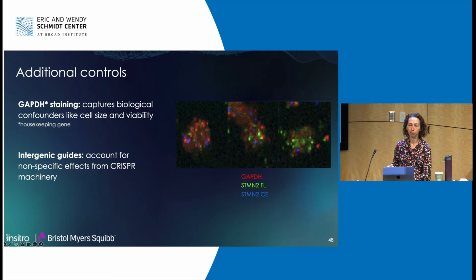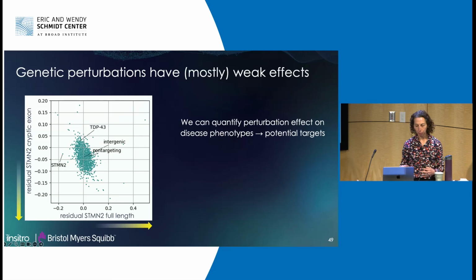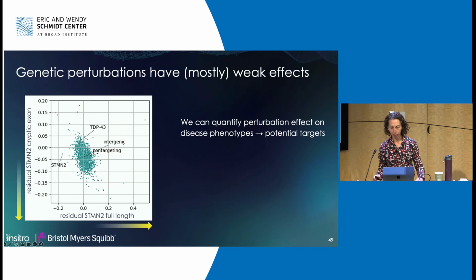To account for cell size and cell viability, we stain for GAPDH, which is a housekeeping gene that appears basically everywhere. So when we're looking at our stathmin-2 counts, it's relative to GAPDH. We also introduce intergenic guides, which introduce the CRISPR machinery but between coding regions, which allows us to account for non-specific effects of CRISPR. Now with these appropriate controls in hand, we can start to estimate our perturbation effects and provide this ranked list of potential targets to look at.